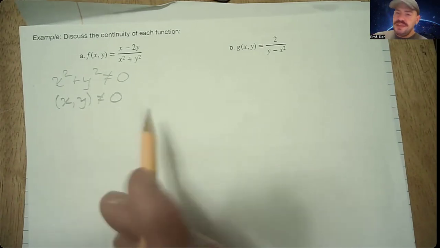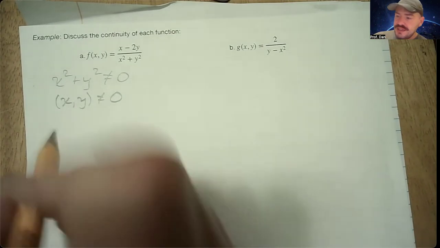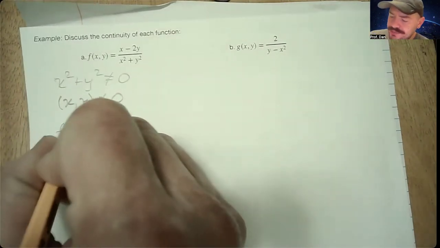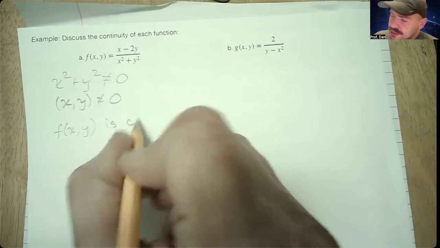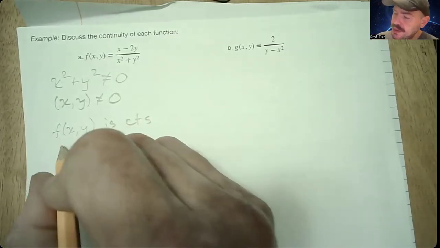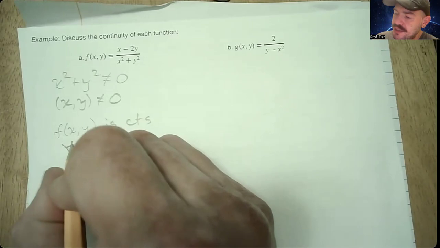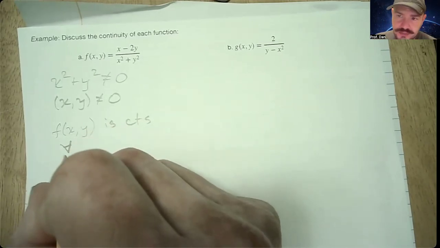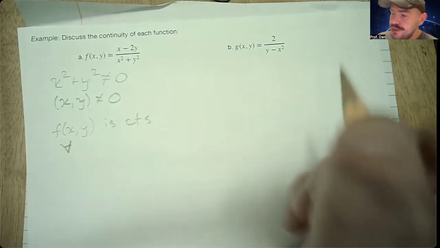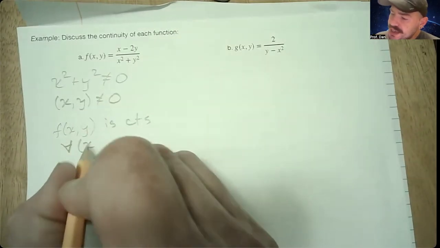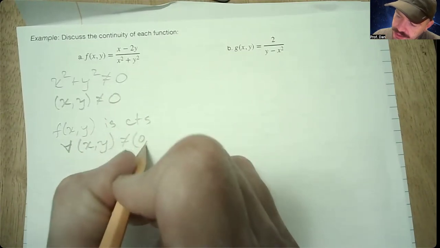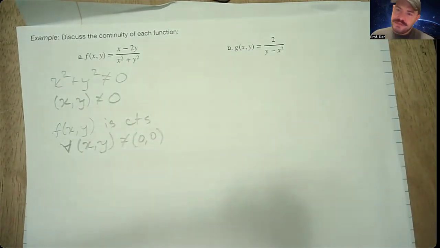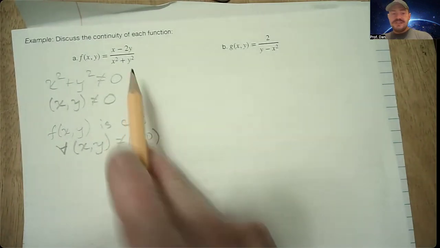So that's it for that one. We know that f of x, y will be continuous for all, and I'm going to write this symbol, it means for all. It's math symbol language. Coordinates x, y that are not 0, 0. So basically, this function is continuous everywhere except the origin.